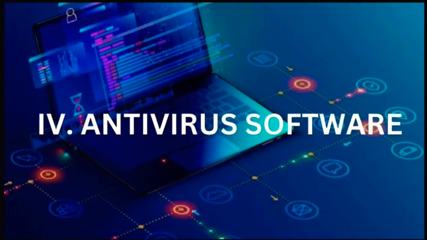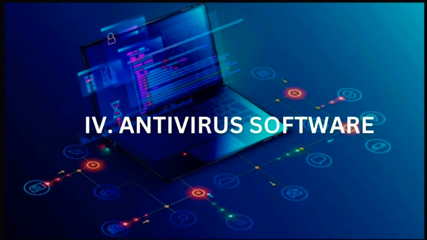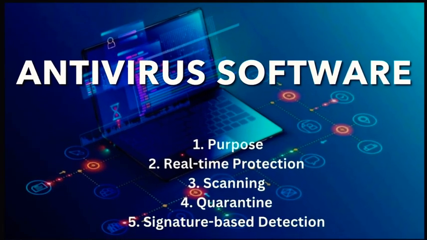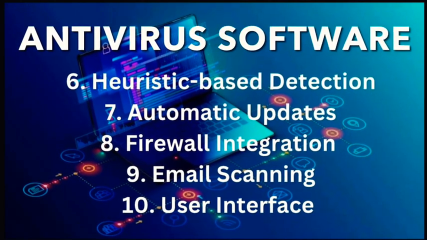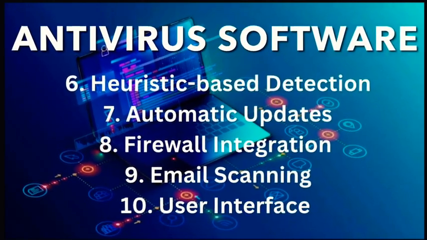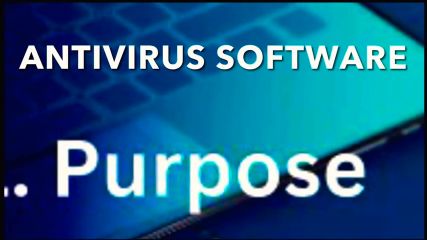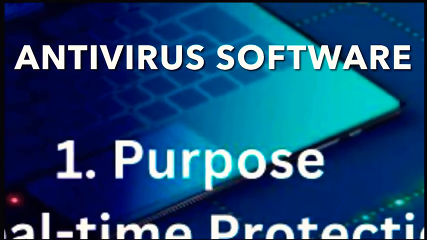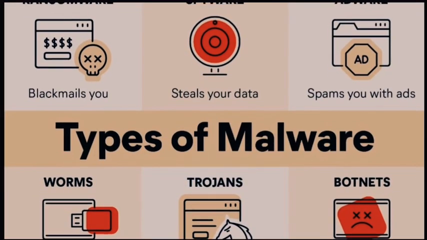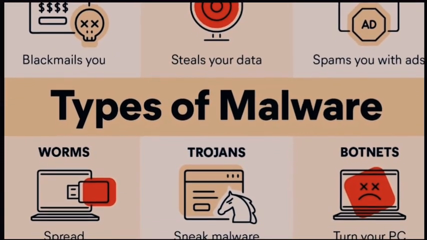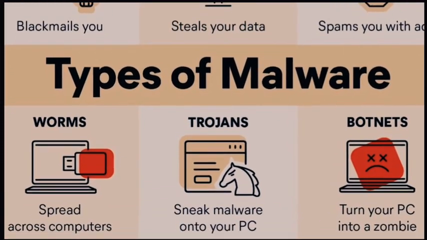Antivirus software. Antivirus software is a type of application software designed to detect, prevent, and remove malicious software, commonly known as malware, from a computer or network. Here are the key aspects of antivirus software. Purpose. Antivirus software aims to protect computers and devices from various types of malware, including viruses, worms, Trojan horses, spyware, adware, and ransomware.